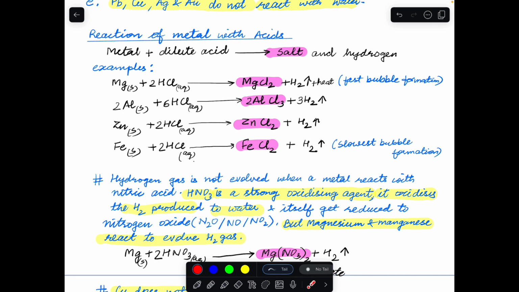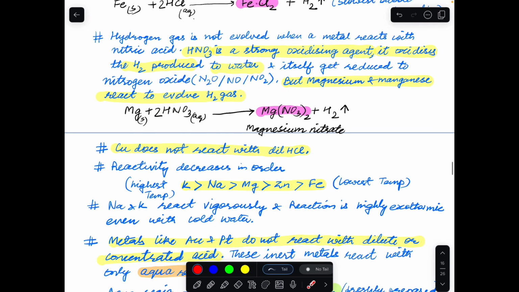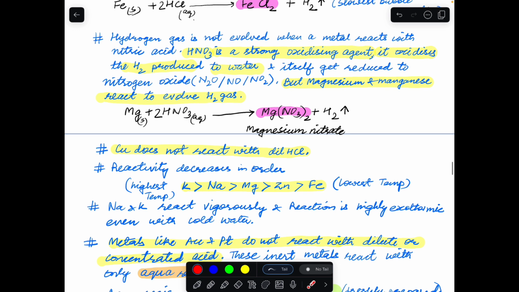Remember to write down the formulas of these compounds as we did earlier, on the basis of valency of metals. Now next is hydrogen gas. Hydrogen gas is not evolved when metal reacts with nitric acid. With hydrochloric acid, we will get hydrogen gas as one of the byproducts.